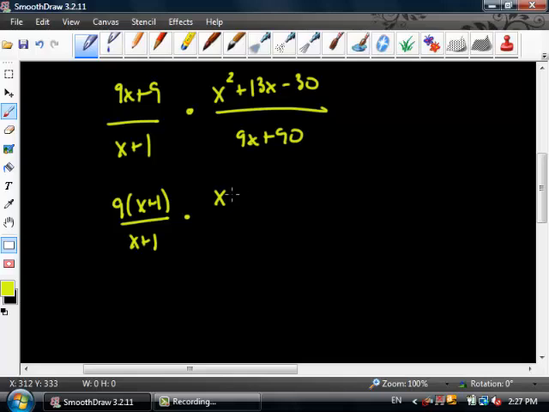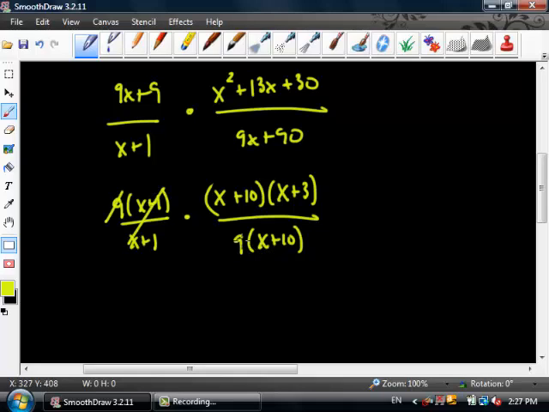I think I wrote the problem down incorrectly, plus 30. This should be x plus 10 times x plus 3 over 9 times x plus 10. Okay, remember you can only cancel top to bottom or diagonally, so those are going to go away. The 9s are going to go away, and the x plus 10s are going to go away. You're left with x plus 3 as your answer.